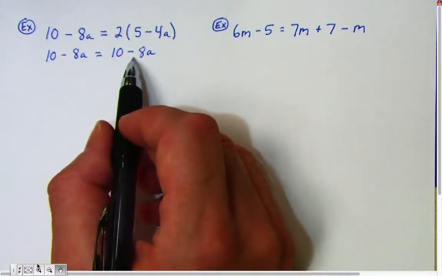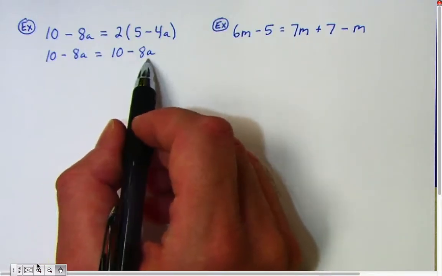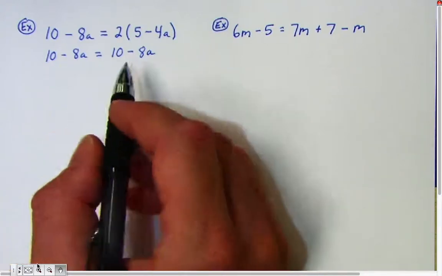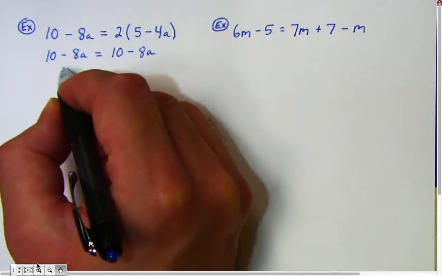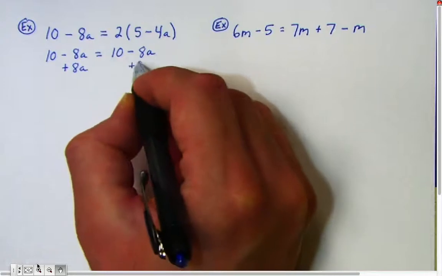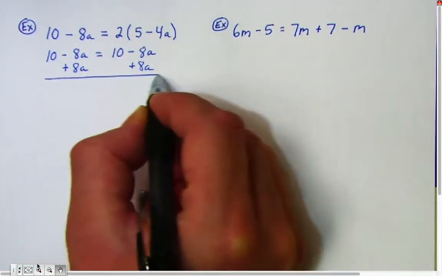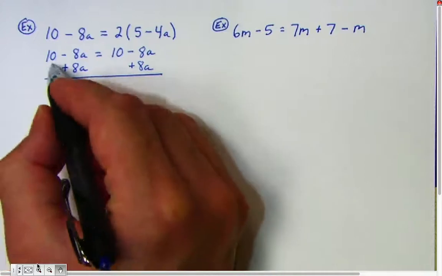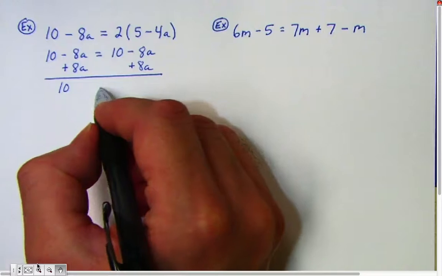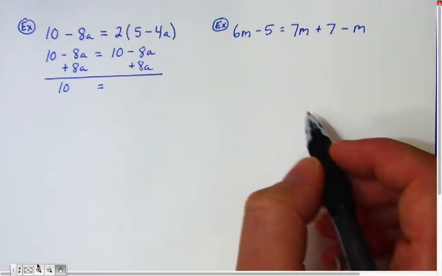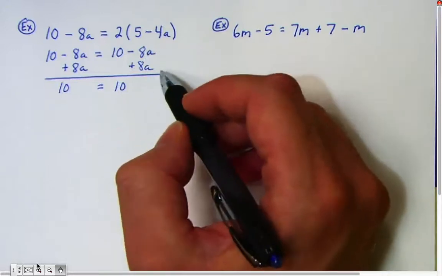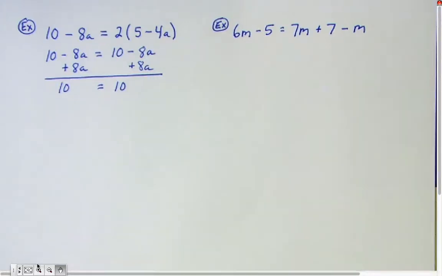Now notice we have 8a, actually negative 8a or minus 8a here, and also over here on each side of the equal sign. So let's just pick one of them. We'll pick the one on the left here, and we'll do the opposite. We will add 8a here and add 8a here. And when you do this, you have 10, and of course negative 8a plus 8a is 0, equals, and we have 10, and then we have negative 8a plus 8a is 0. So we end up with 10 is equal to 10.